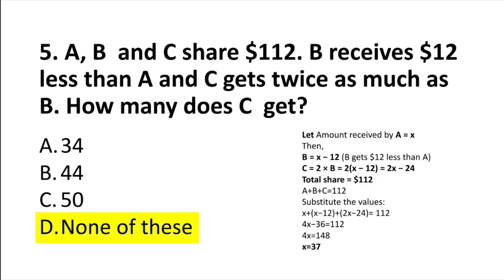And the total share is 112 among these three, A, B, C. So A plus B plus C equals 112. After substituting the values, we got x equals 37. So no option is there, so none of these is the correct one.